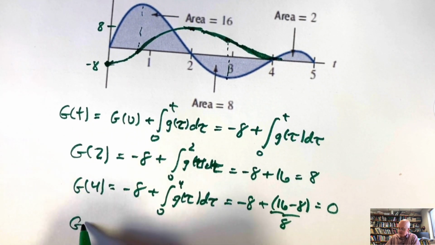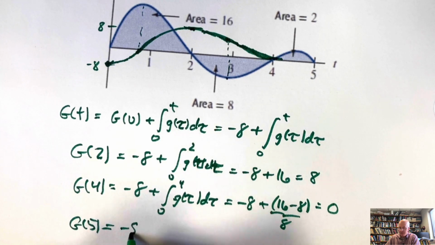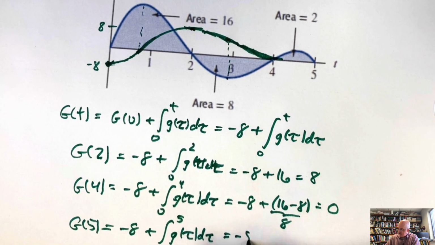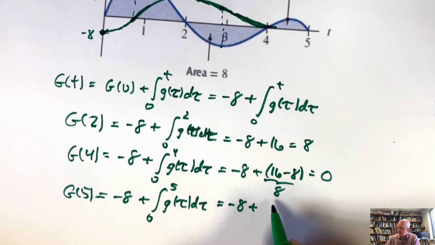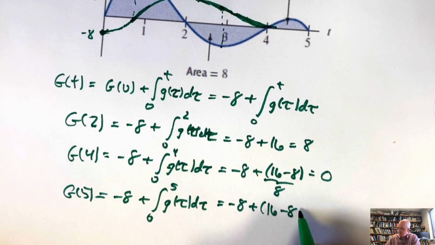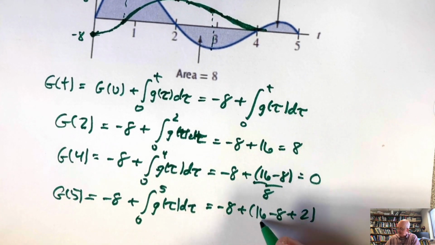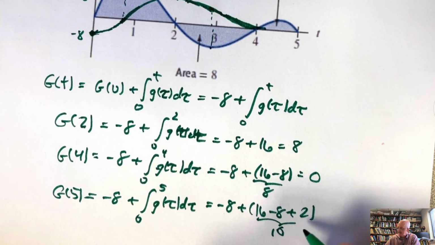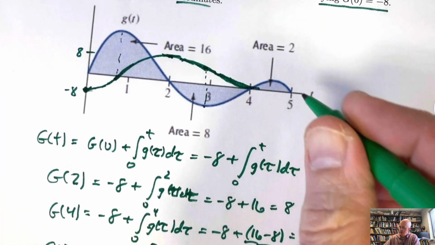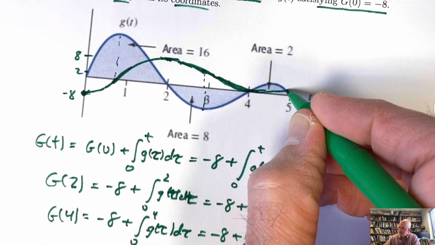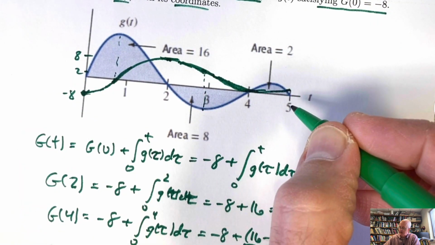What is the value of capital G of 5? It's -8 plus the integral from 0 to 5 of little g. -8 plus, in parentheses, that integral is going to be 16 minus 8 plus 2. That's a 10. -8 plus 10 is 2. So we go up to 2. If 2 is right about here, say, we don't go up very far here. Something about like that would be the graph of capital G.